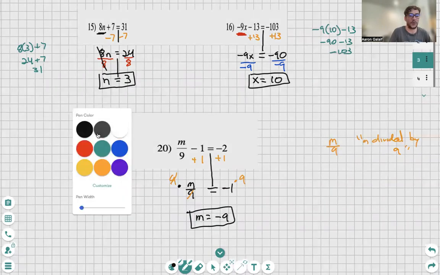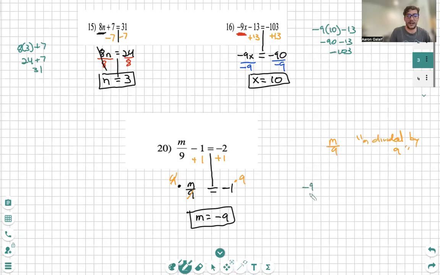We can double check, of course. Negative 9 over 9 minus 1. Negative 9 divided by 9 is just negative 1. Negative 1 minus 1 is negative 2. And you can see our answer satisfies this equation. So that is how you do the two-step equations.